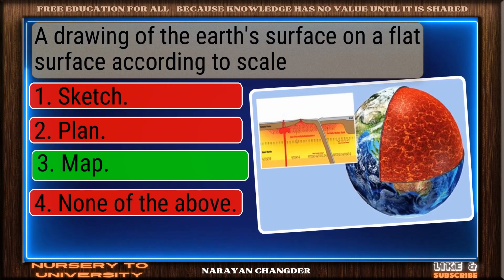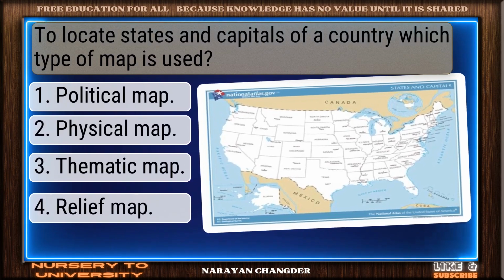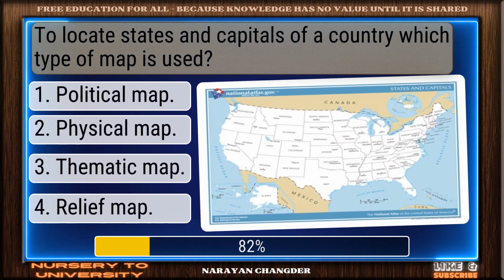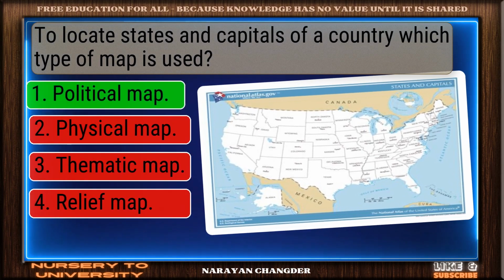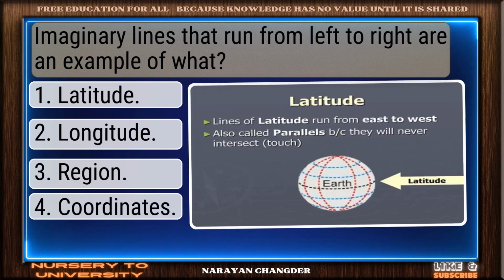Well reasoned. Map is the correct choice. To locate states and capitals of a country, which type of map is used? Strong choice. Political map is the right answer.